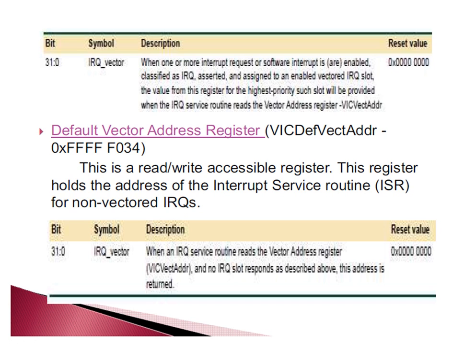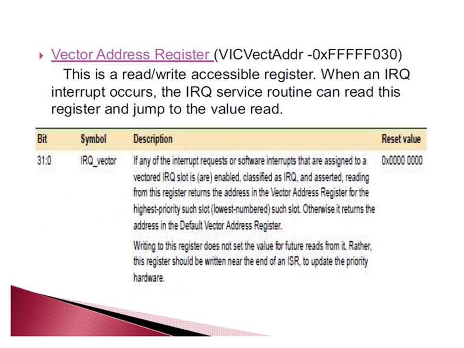Clear? So if you are generating a non-vectored IRQ, then the address of the non-vectored IRQ ISR should be initialized to this register. So the VIC default vector address register should be initialized with the function name, or ISR name, of the non-vectored IRQ. It will be holding the address of the non-vectored IRQ ISR.